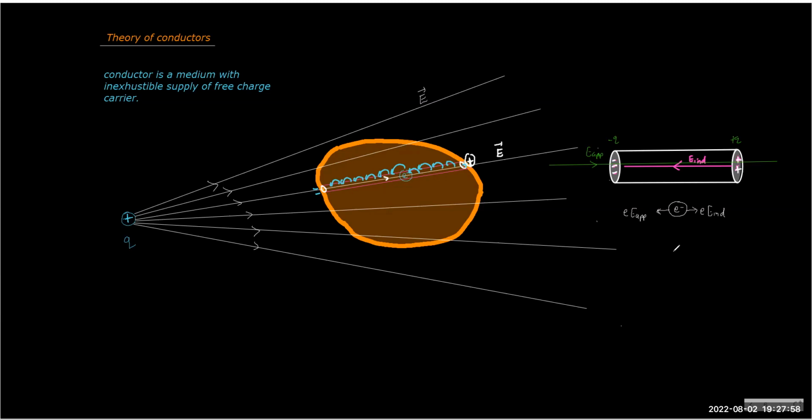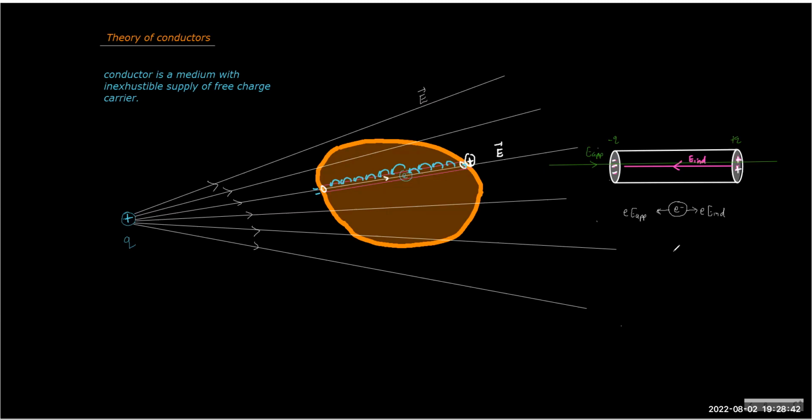Now, as long as the applied field is stronger than the induced field, what will happen? The electron will keep on shifting towards left, and so the charge will grow in value. And if charge will grow in value, then E induced will also grow in value. And if E induced increases, the force due to the induced field will also increase. So a time will come when both will be equal. And it has to.